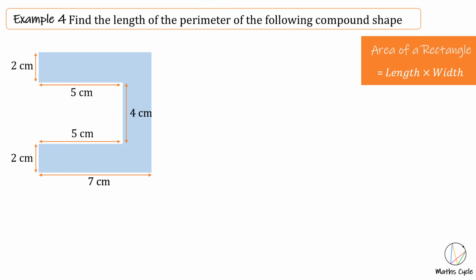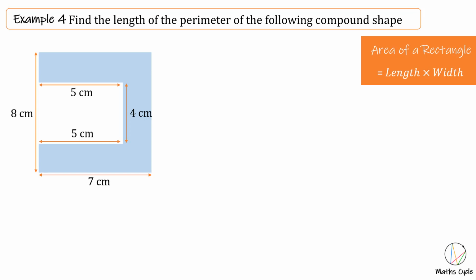Now, example 4, find the length of the perimeter this time of the following compound shape. So that is the length of all of the sides added together. So the first thing we're going to do is, again, figure out the height of our shape. So if you remember, the 4 fills in that gap on the left. So then we knew the full height here was the 2 centimeters, add the 4 centimeters, add the 2 centimeters, makes a height of 8 centimeters.